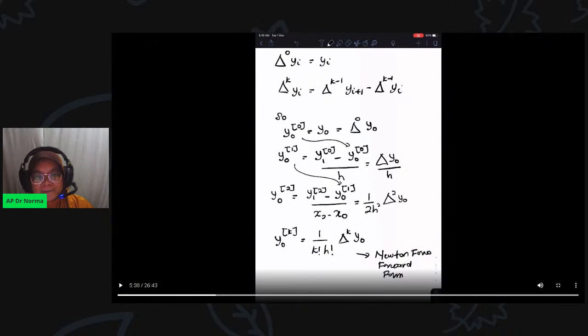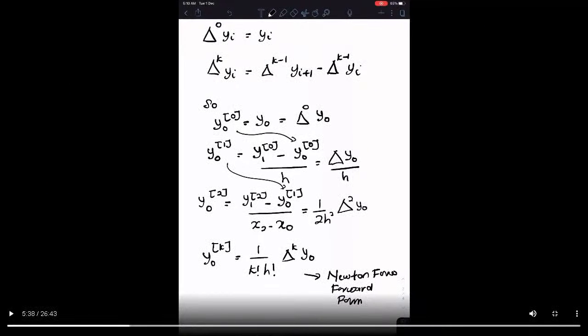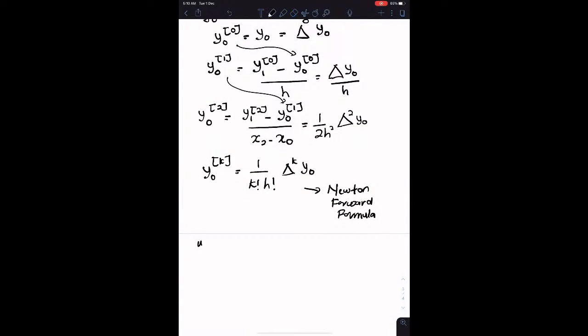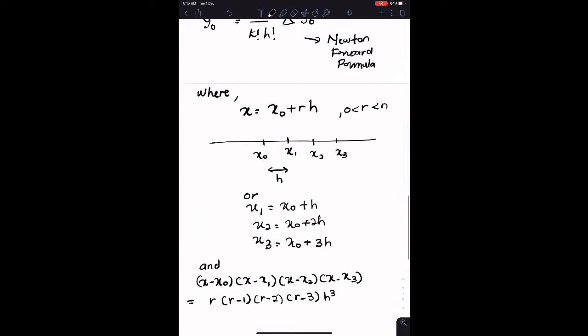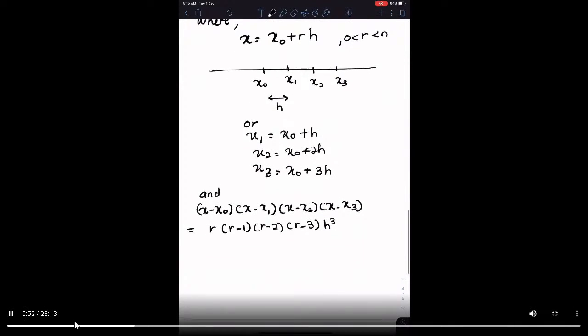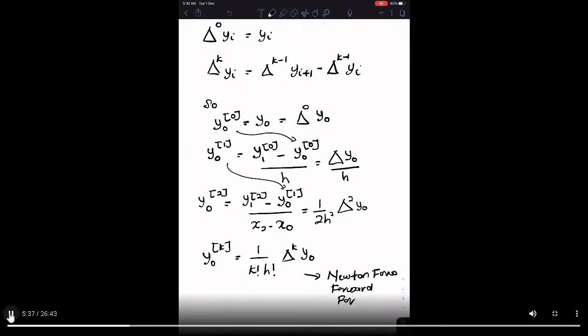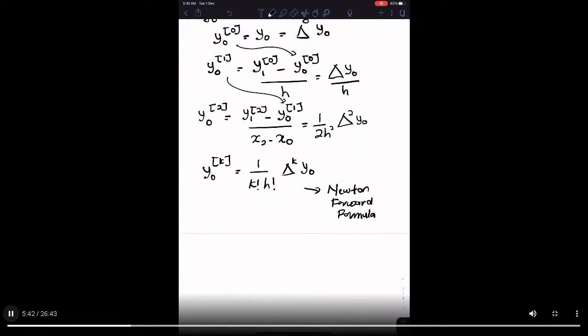Okay, so now I continue, because I want to create the formula for finding the Newton forward difference interpolation. We know already what y naught k is; it is important. In this case, I want you to know what k is, what h is, and what r is. So I give you some information here.